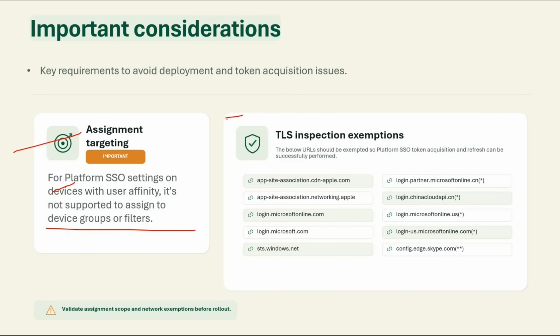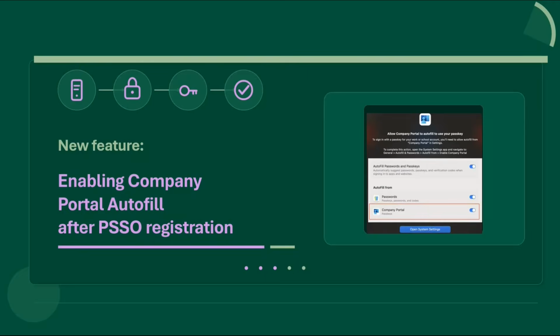And second, for PSSO registration to work, there are some endpoints that need to be whitelisted. If the device is connected to the internet, absolutely fine. If it's connected to the intranet or to your corp Wi-Fi, then we have to work with the network team to make sure that these endpoints are excluded. Most of them are either Microsoft endpoints or Apple endpoints, right? So make sure that there is no TLS inspection happening for these endpoints, and that these endpoints are visible. All right.